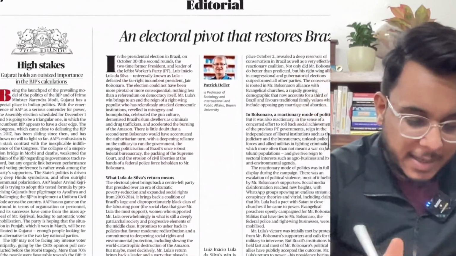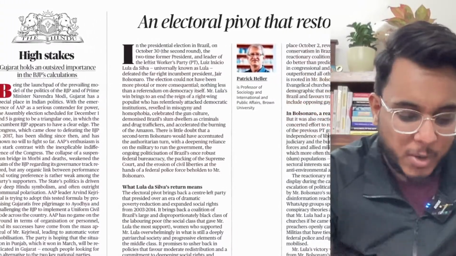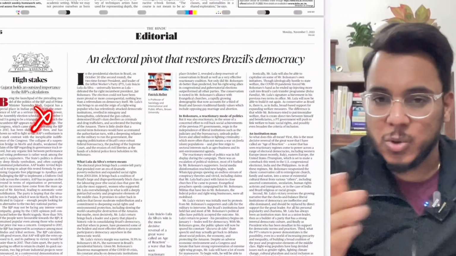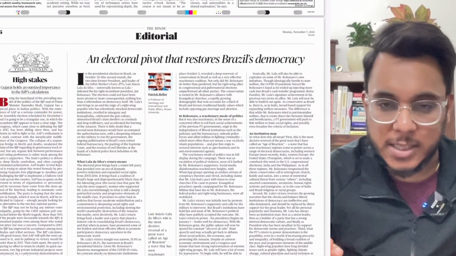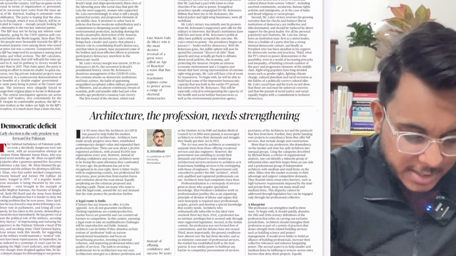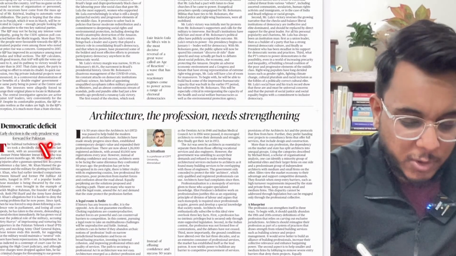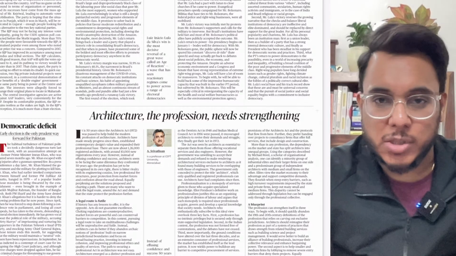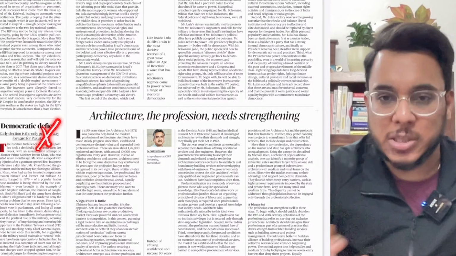Then a side article, Gujarat holds an outsize importance in the BJP's calculation. Not an important article, a political article with respect to the elections that are going to be held in Gujarat. Early election is the only prudent way forward for Pakistan. Recently an assassination attempt was made on Imran Khan in Pakistan, and internal political issues are going on, so early elections are being suggested. However, for the UPSC examination, not much substance is contained in this article talking about the internal politics of Pakistan.